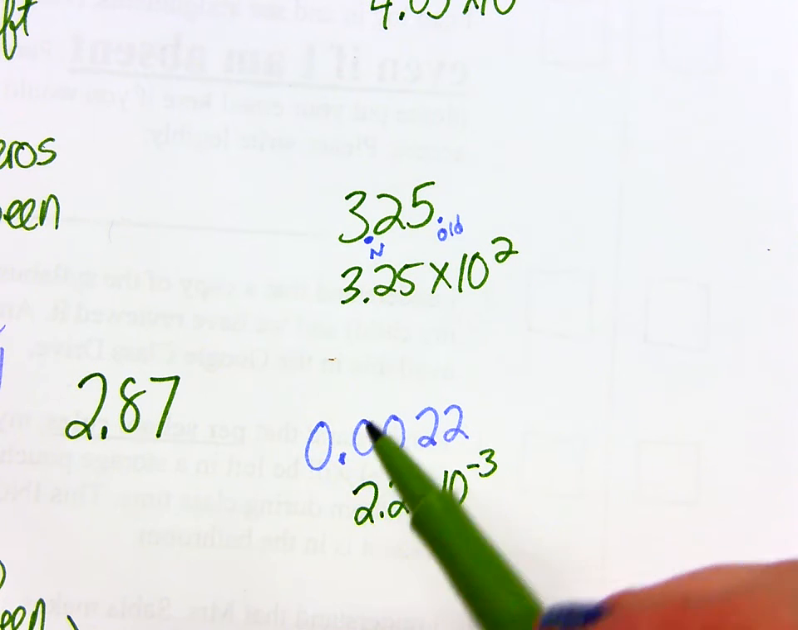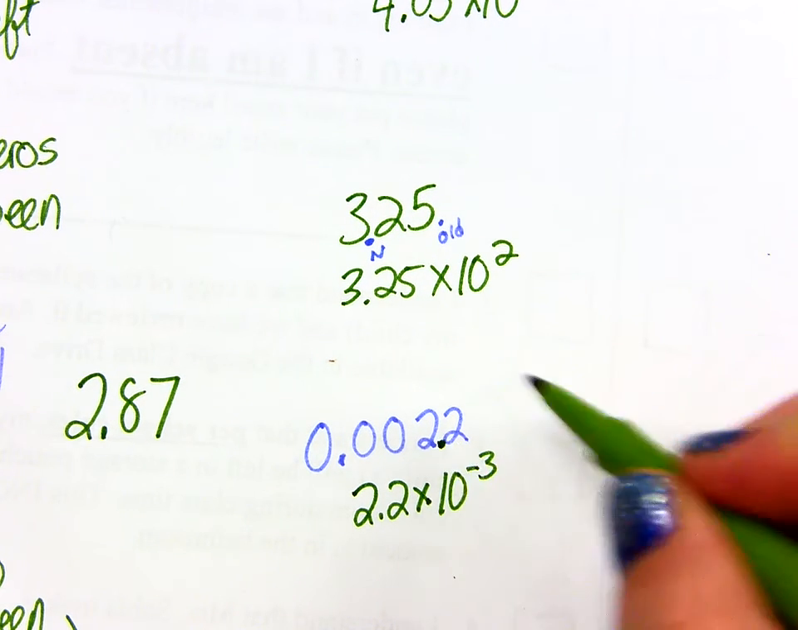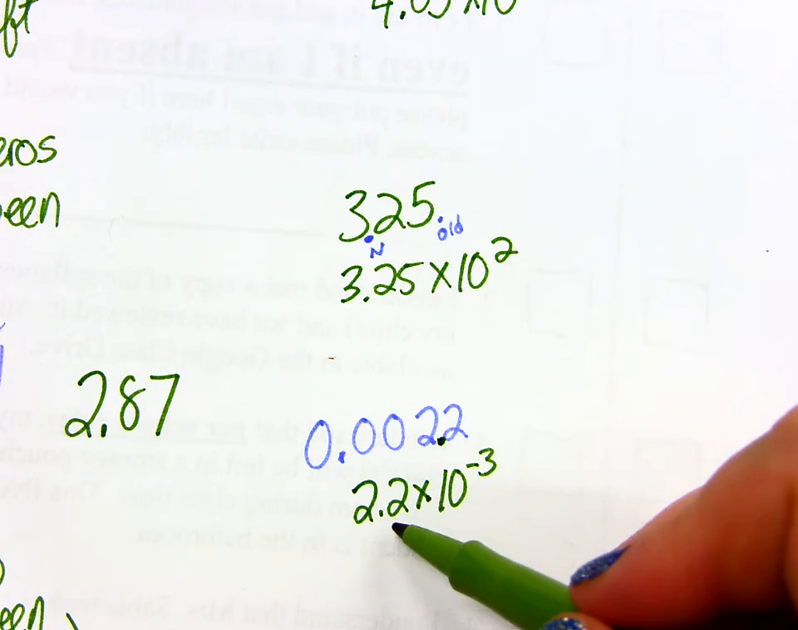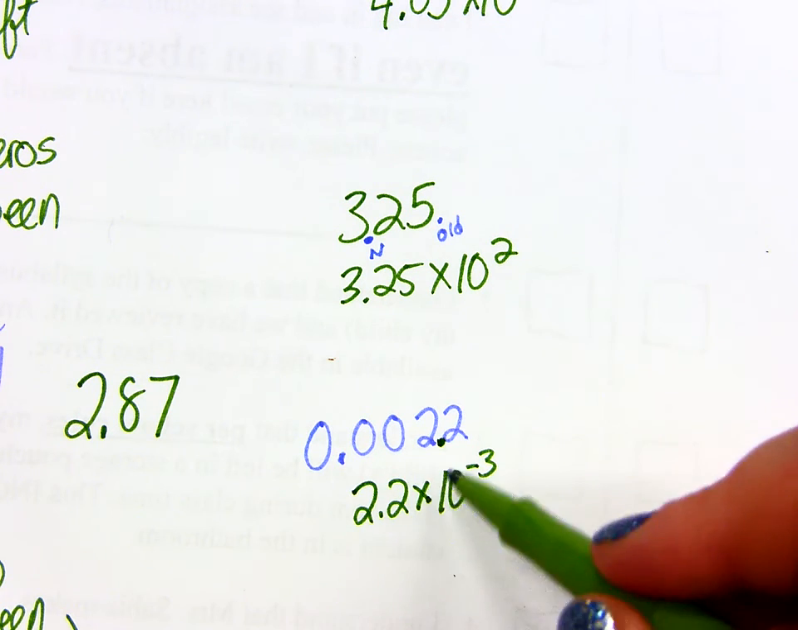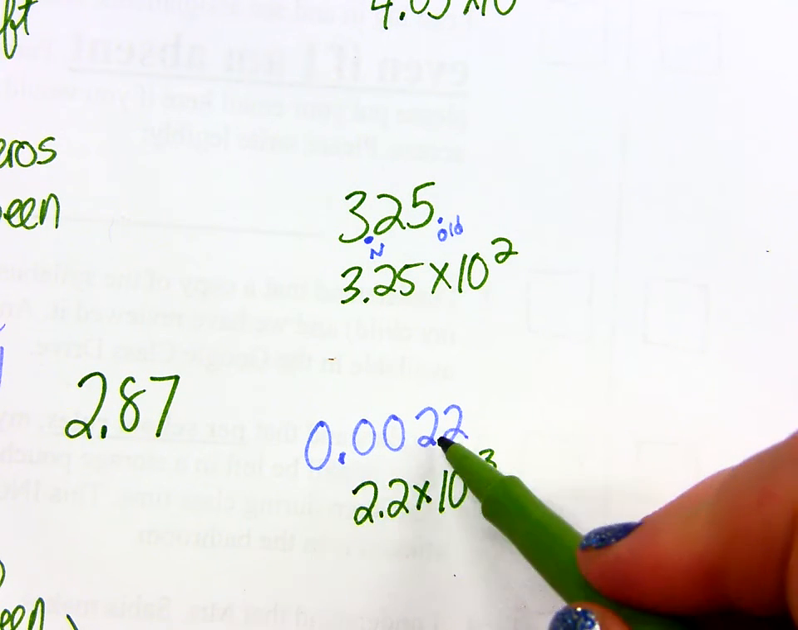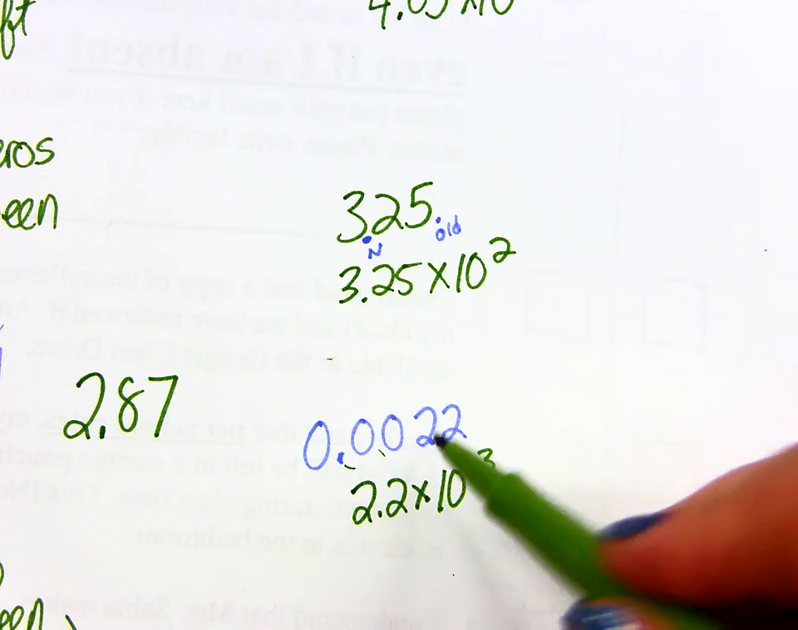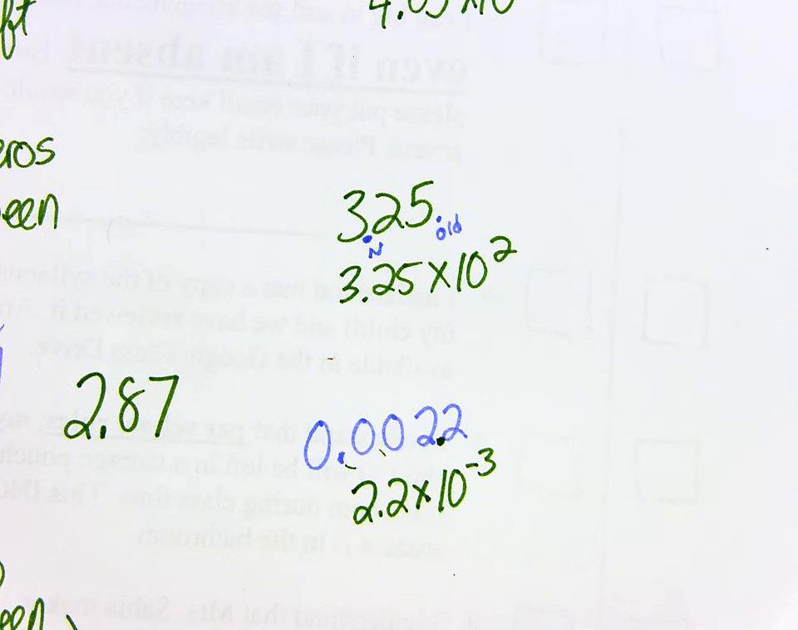Place a new decimal after the first non-zero digit, so it's right there. Drop off my zeros. I get 2.2, between 1 and 10, so I'm happy. Times 10 to the number of spaces between the decimals, which is 1, 2, 3. How did you know it's supposed to be a negative 3? Because it's a decimal. Yes, if it's a teeny tiny decimal, it's going to have a negative exponent. That's it.